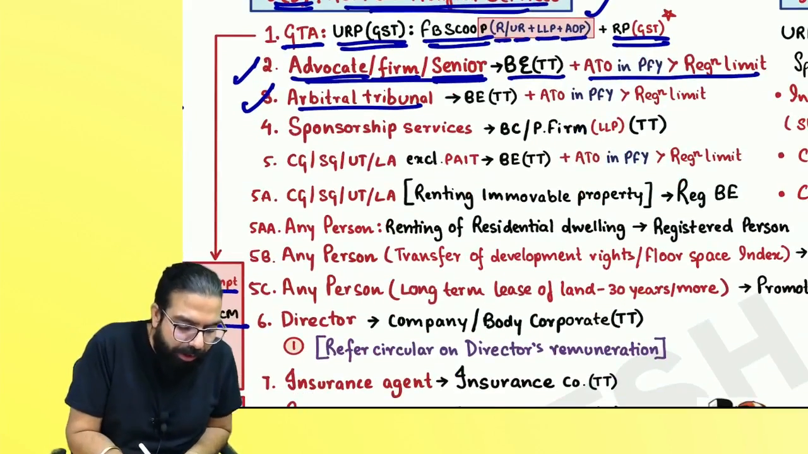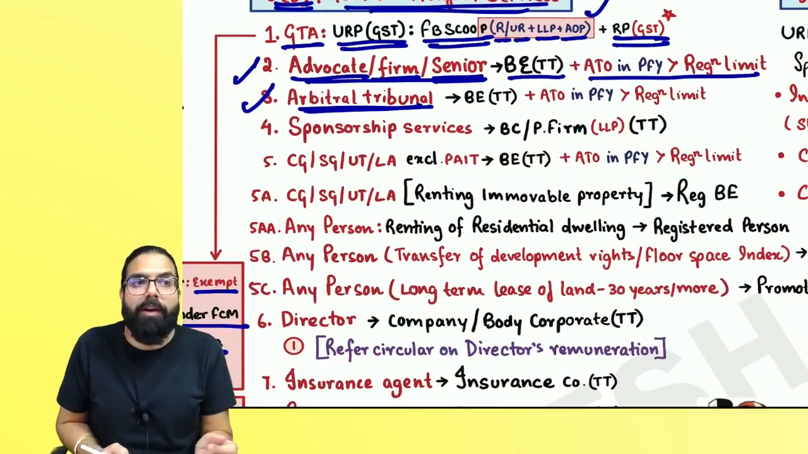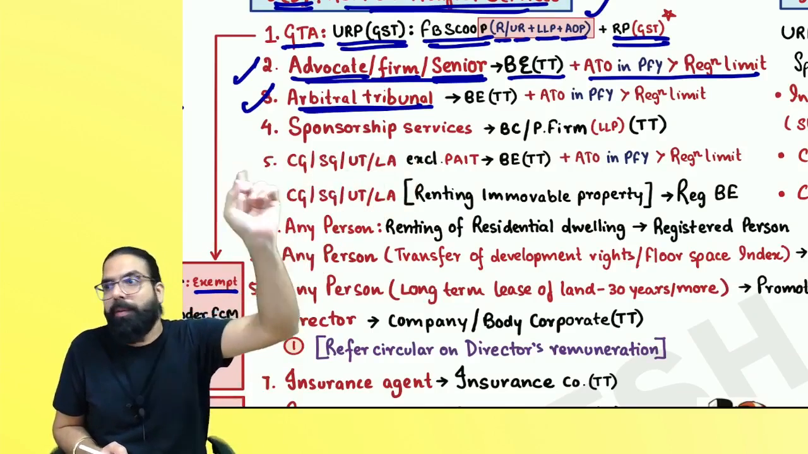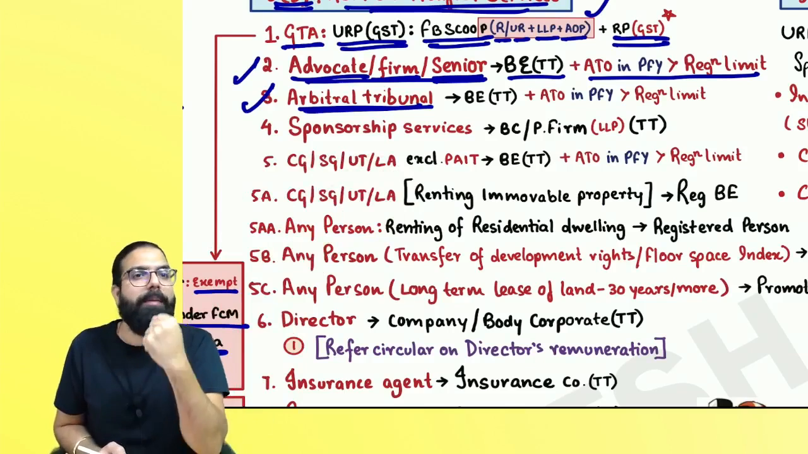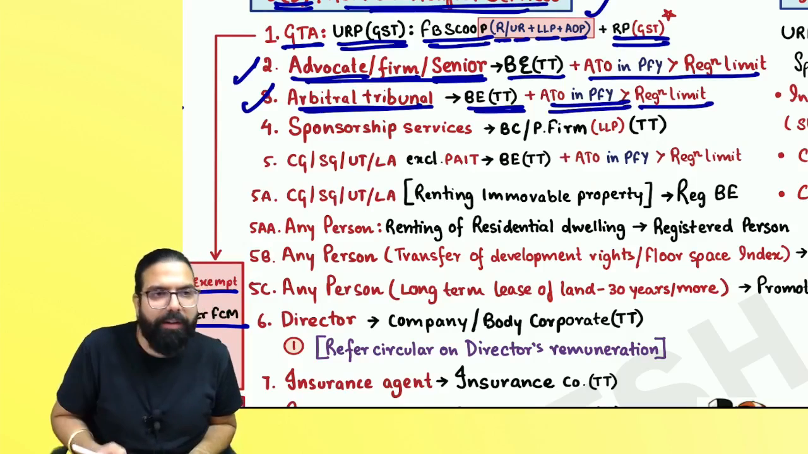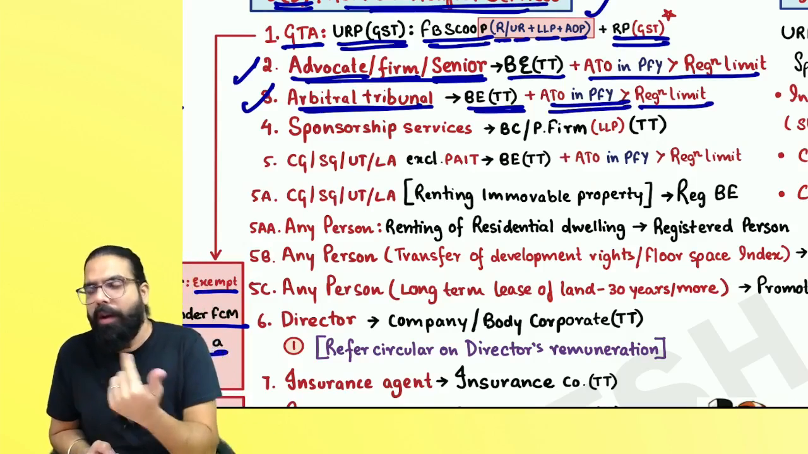The next one over here is arbitral tribunal's services. One is a tribunal which is established under law. Their services are neither supply of goods nor supply of service. But an arbitral tribunal is a kind of private tribunal. If an arbitral tribunal gives services to a business entity whose aggregate turnover in the previous year is more than the registration limit, only then GST will come under RCM.